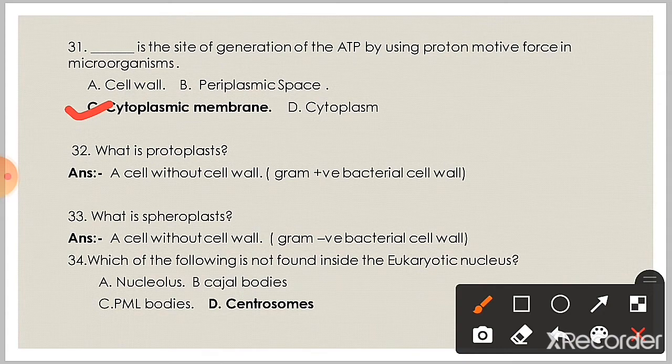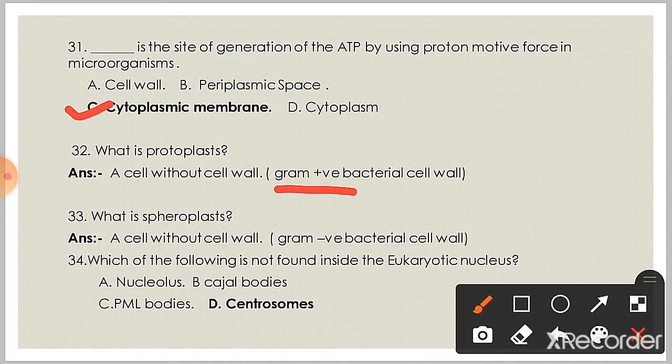Question 32. What is protoplast? Answer: a cell without cell wall. Protoplast cell is prepared by treating gram-positive bacteria with selective enzyme like lysozyme, which dissolve the cell wall. Question 33. What is spheroplast? A cell without cell wall. But for preparation of spheroplast, we are using gram-negative bacteria instead of gram-positive bacteria.